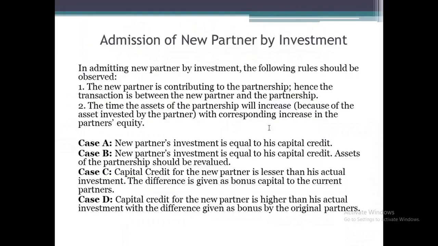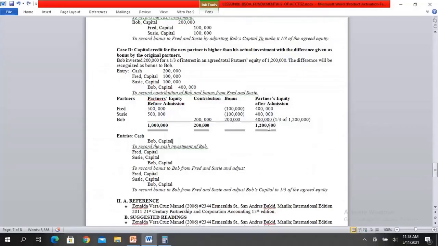So, case letter D. Capital credit for the new partner is higher than his actual investment with the difference given as a bonus by the original partners. So, mas mataas naman yung interest na transfer kay new partner kesa doon sa binayaran niya or ininvest niya na cash. Ayan, tingnan natin. So, case letter D. Capital credit for new partner is higher than his actual investment with the difference is given as a bonus to original partners. Ayan.